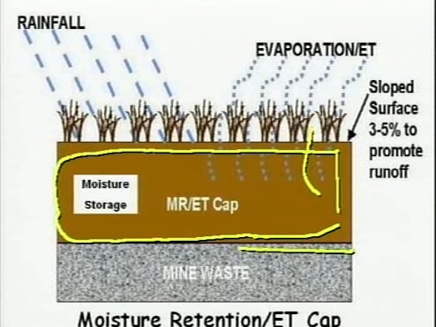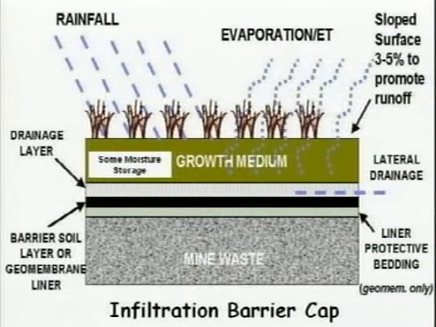Note the lack of an impermeable clay barrier layer. Under low humidity, these desiccate and crack. Storing the moisture and letting it run off is the key to preventing it from infiltrating into the waste and forming ARD. The infiltration barrier cap works well in wet and temperate climates, and as you can see, it has several different layer types that may be needed.